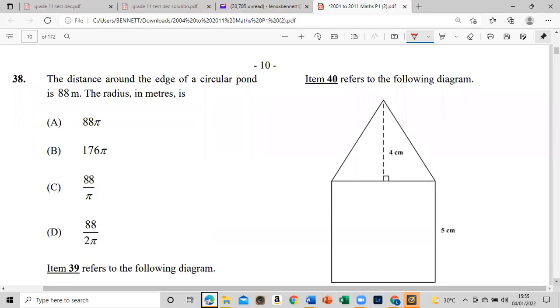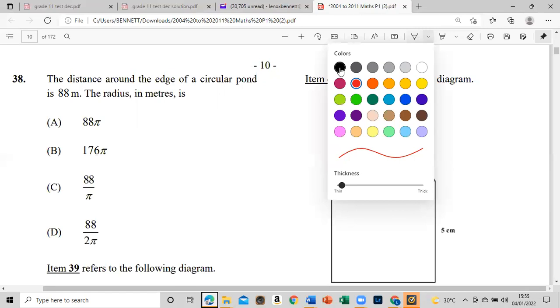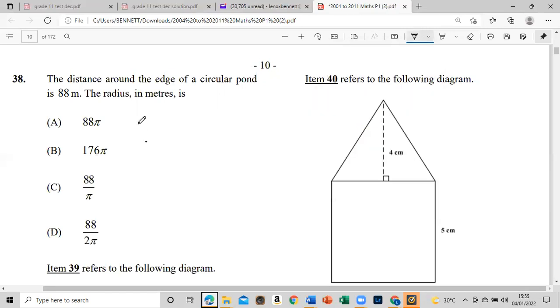Move on to 38. The distance around the edge of a circular pond is 88 meters. The radius is 8 meters. All right, so we want to work out pi. It's circular and it's a distance, so that will be the circumference, right? So it's 2 pi r, and we want to work out pi. I see all the answers have pi.